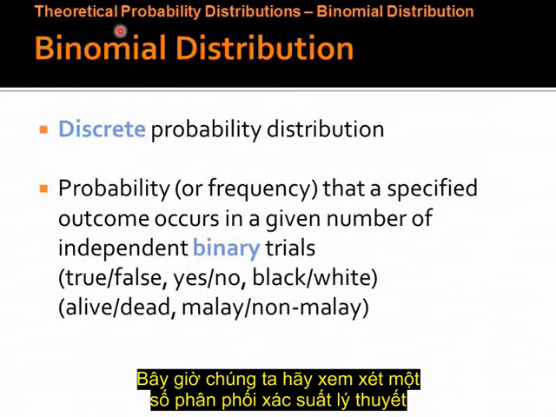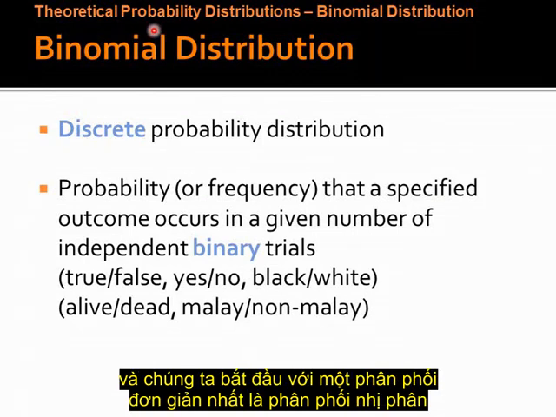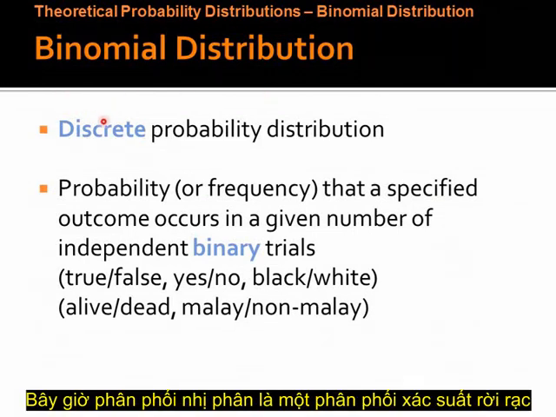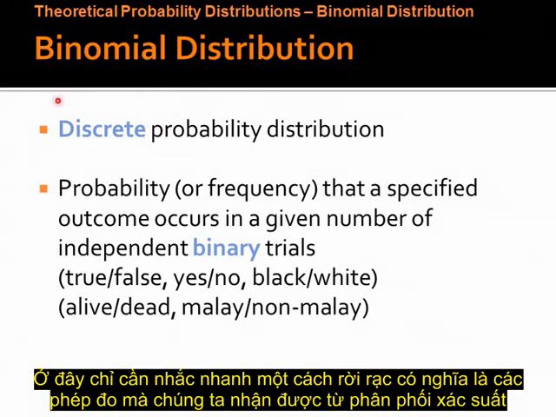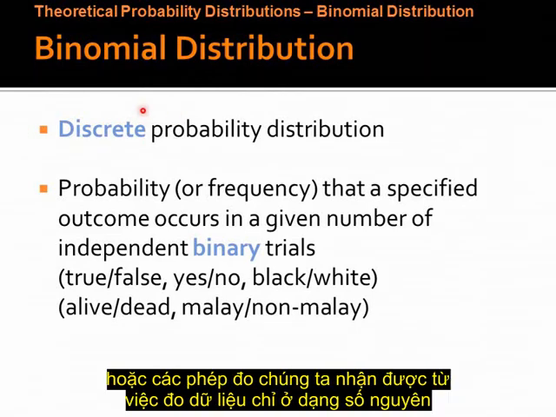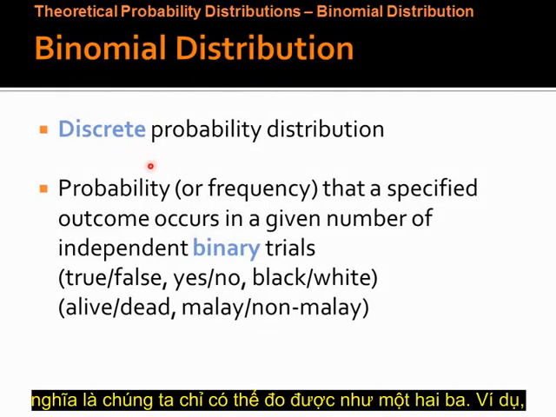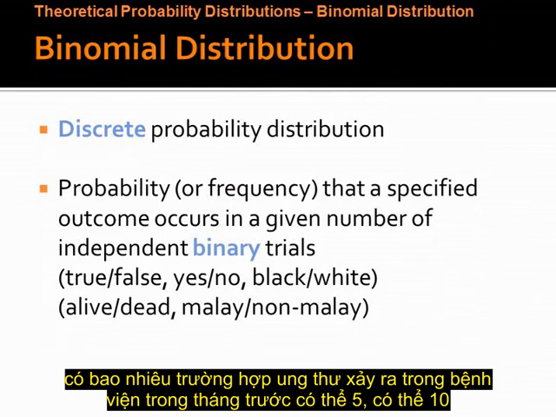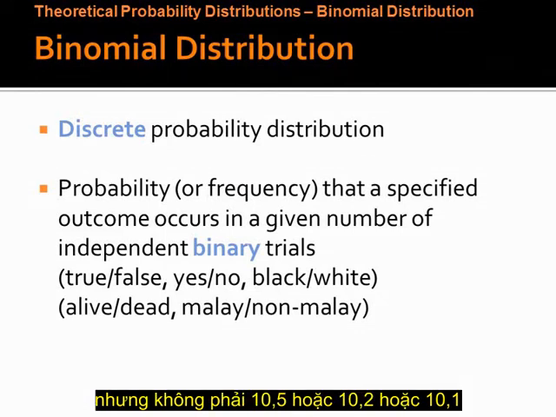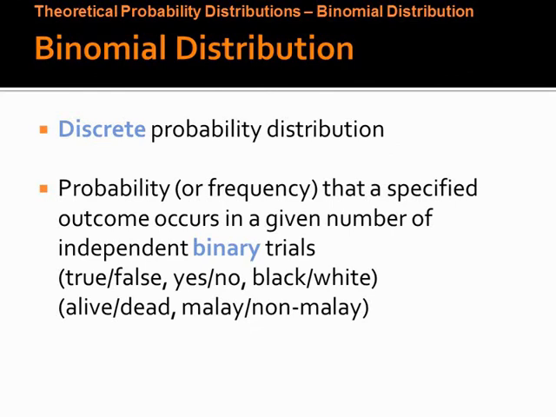Now let's look at some theoretical probability distributions. And we start with the simplest one, the binomial distribution. Now, the binomial distribution is a discrete probability distribution. Just a quick reminder, discrete here means that the measurements that we get from measuring the data are only integers, meaning we can only measure 1, 2, 3. For example, how many cases of cancer occurred in the hospital in the last month, maybe 5, maybe 10, but not 10.5 or 10.2 or 10.1.